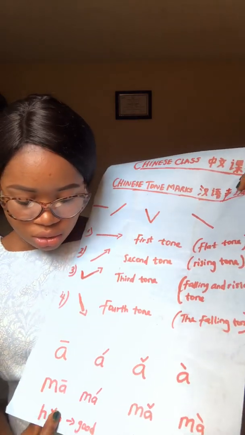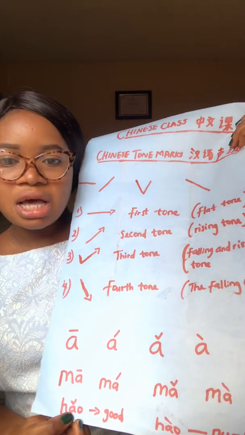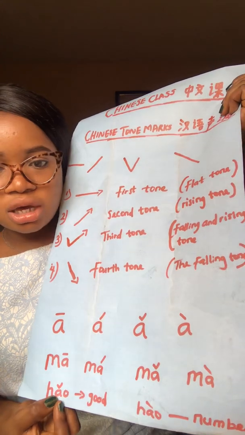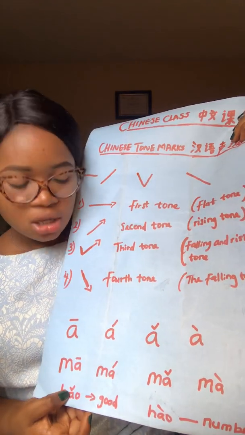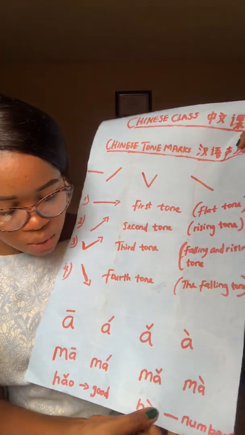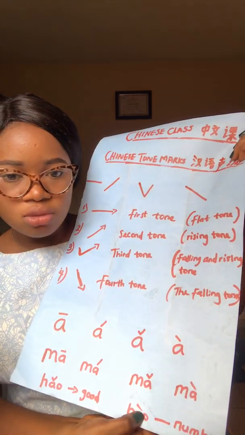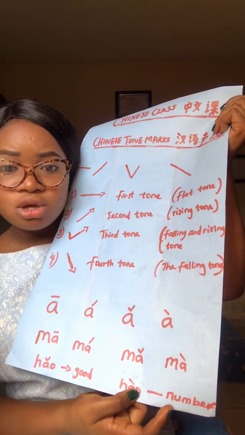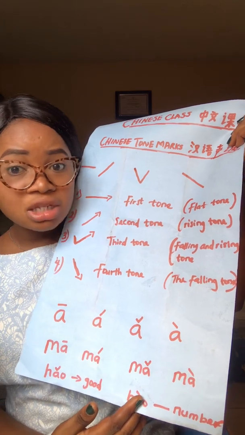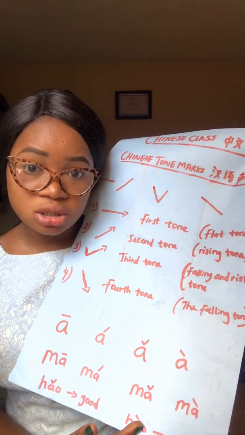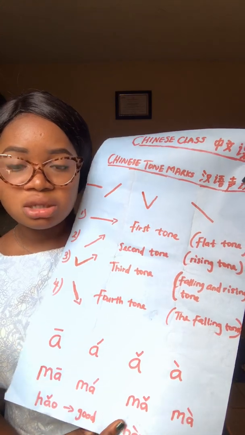Now look at this. It has the third tone here. Hǎo means good. Okay, hǎo means good. Then when you change the tone mark from third tone to last tone, it becomes hào, which means number. So once the tone mark changes, the pronunciation and the meaning changes. So you have to be very conscious of the tone marks.